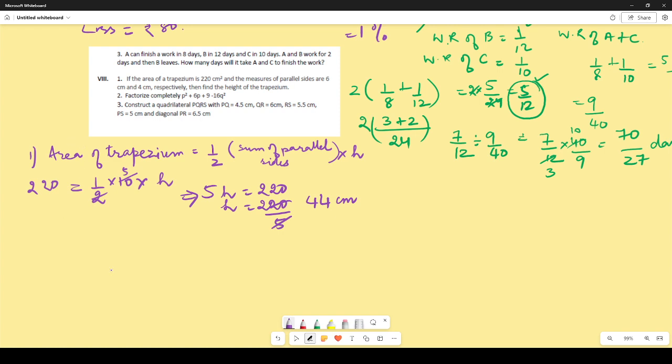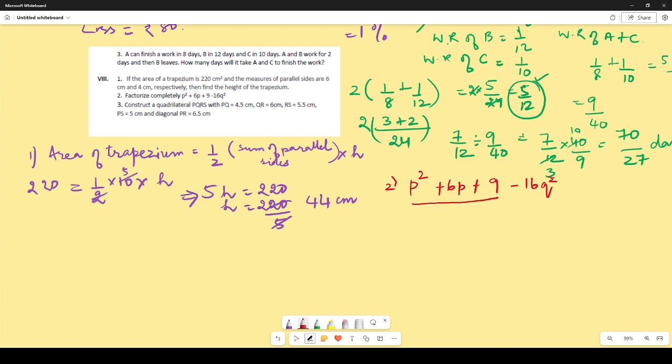Now let us look at the next question, which is factorize completely. How are you supposed to factorize this? P square plus 6p plus 9 minus 16q square. Now what many of you did was, just a minute, what many of you did was, you just took these two and you took these two and you separated them. No, that is not how it is going to work.